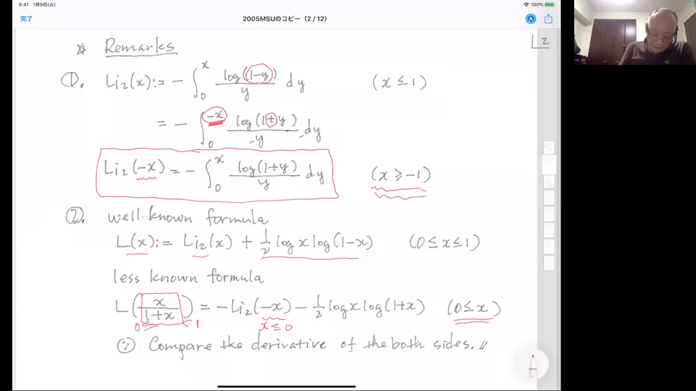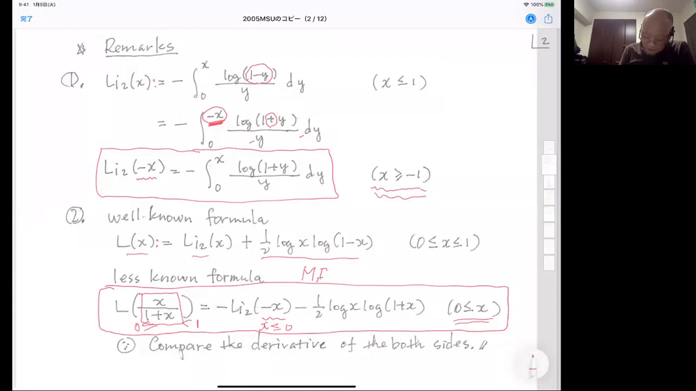And in my talk, this formula is, I would say, the most important formula, the MIF, of my talk. So please just remember that this is an important formula, and later I will use it at a very crucial point. Okay, anyway, let me go on. By the way, the proof of this identity is very easy. You just take the derivative of both sides, and then by some algebraic manipulation, you see that both sides coincide.